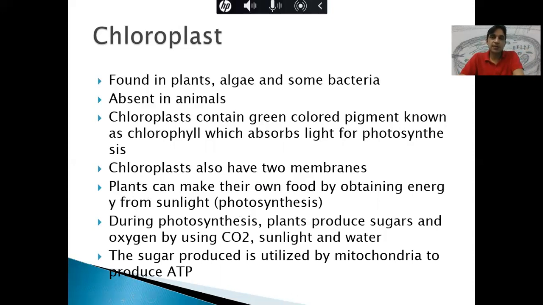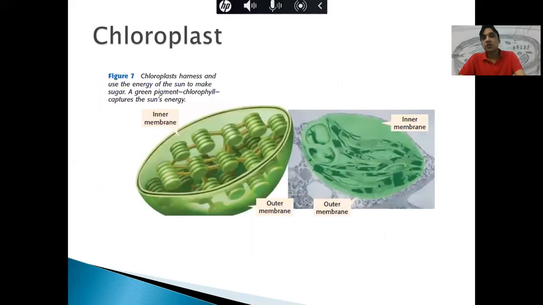Photo means light, synthesis means creation, the creation of food with the help of light. And that chemical reaction occurs within the chloroplast with the help of that green color material called chlorophyll. Since plants can produce their own food, they are called autotrophic organisms. The autotrophic organisms are the ones which can create their own food, while the heterotrophic organisms are the ones which are dependent on other organisms for their food.